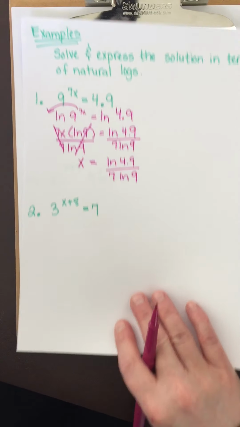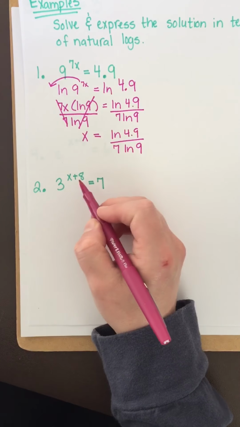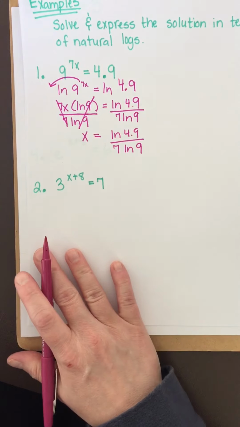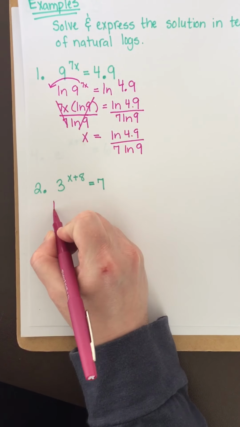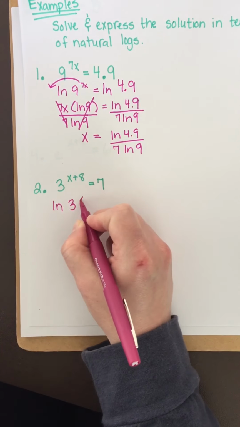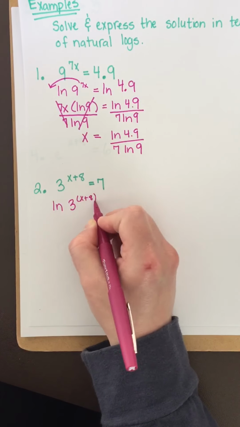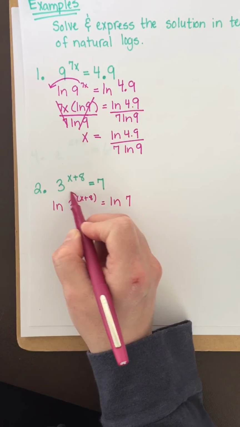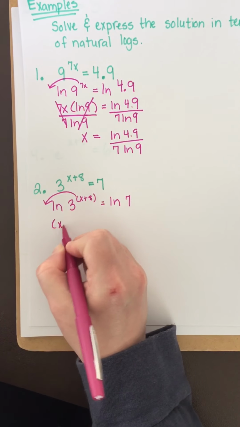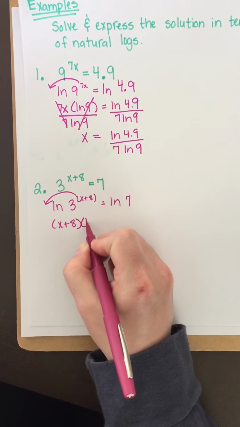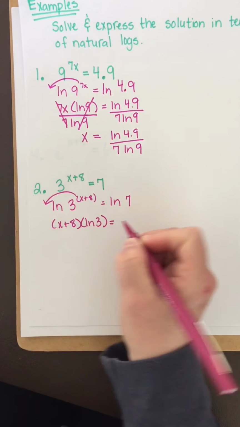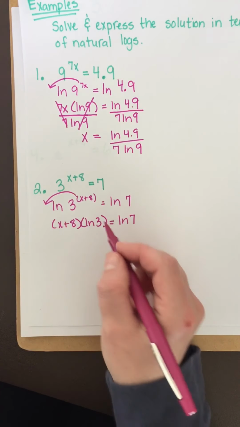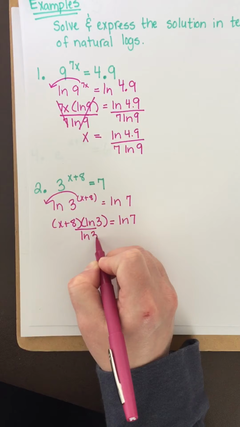All right, let's look at the second one. We have 3 to the x plus 8 equals 7. The exponential expression's isolated, so I'm going to take the natural log of both sides. So we have the natural log of 3 to the x plus 8 is equal to the natural log of 7. I'm going to use that power rule and bring that out front. So we have x plus 8 times the natural log of 3 is equal to the natural log of 7. Rather than distributing the natural log of 3, I'm just going to go ahead and divide both sides by the natural log of 3.